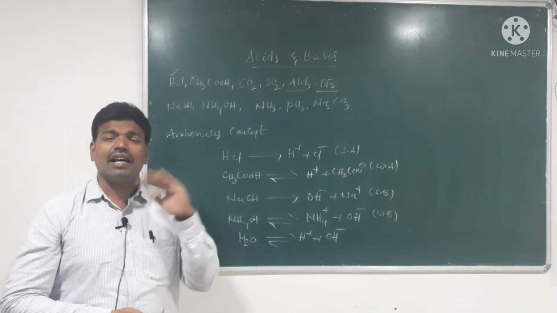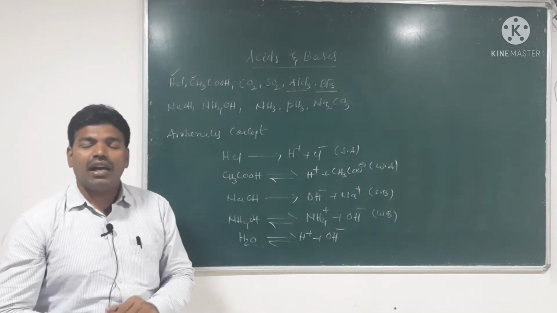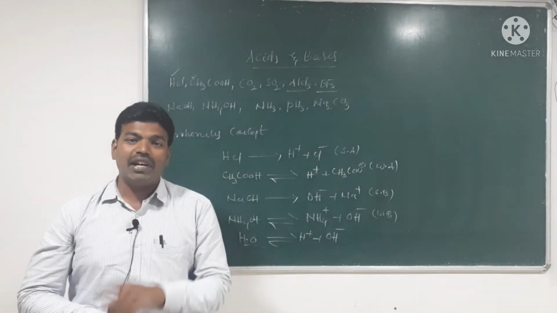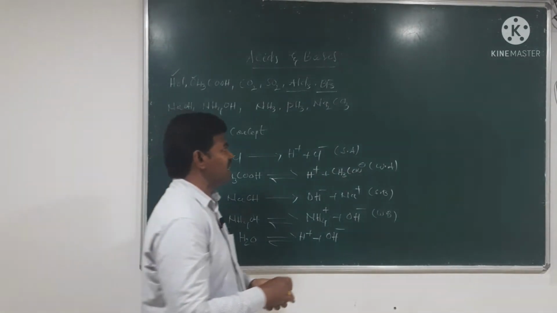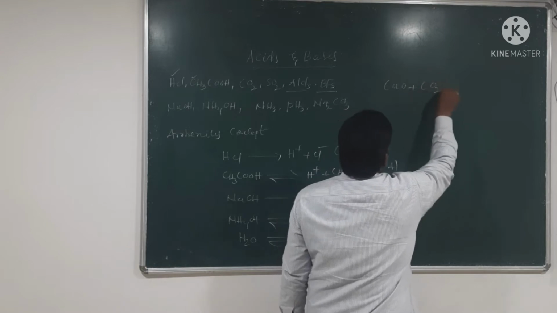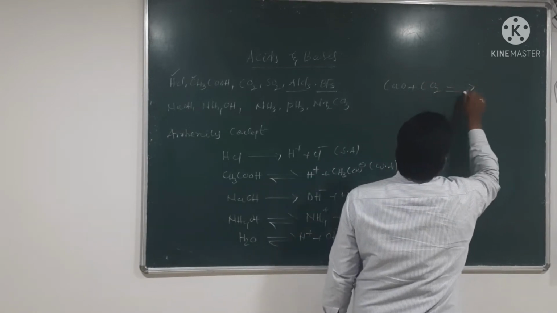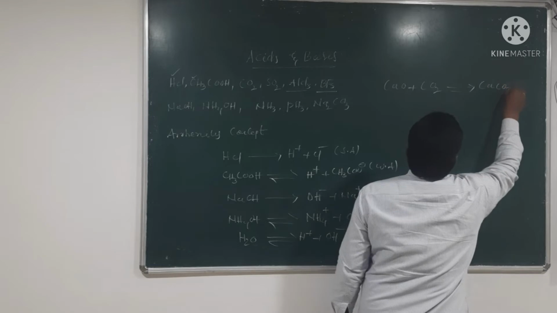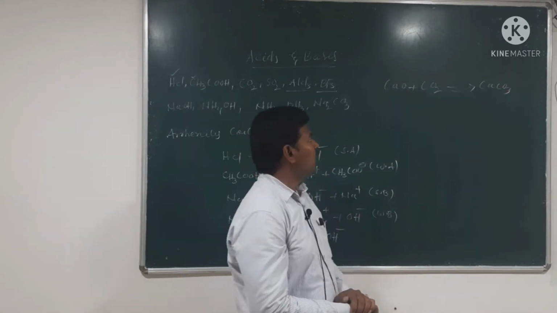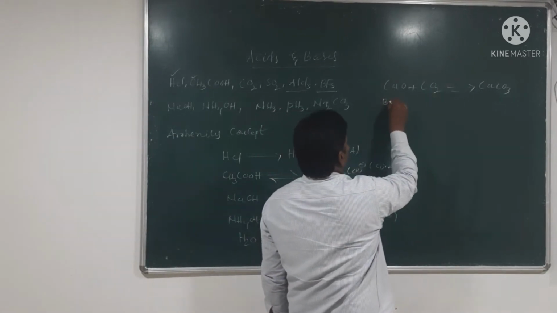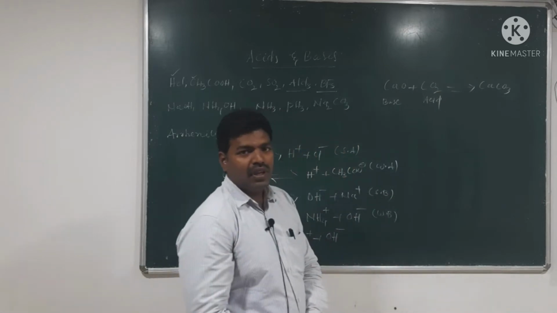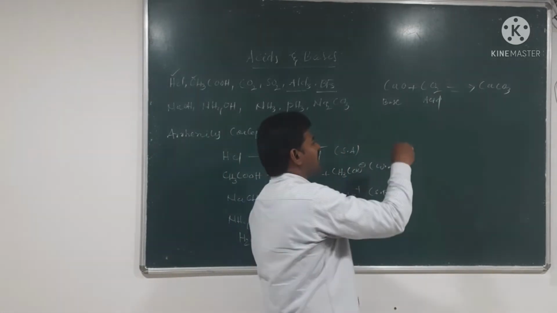Moreover, Arrhenius stated that an acid-base or neutralization reaction is the reaction between H plus and OH minus ions. But consider the reaction, for example, CaO plus CO2, which gives rise to CaCO3. It is also a neutralization reaction. Okay, it is a base and it is an acid. And let us take another example.